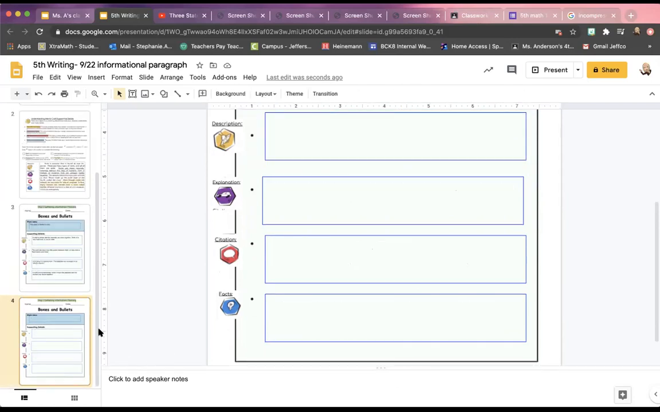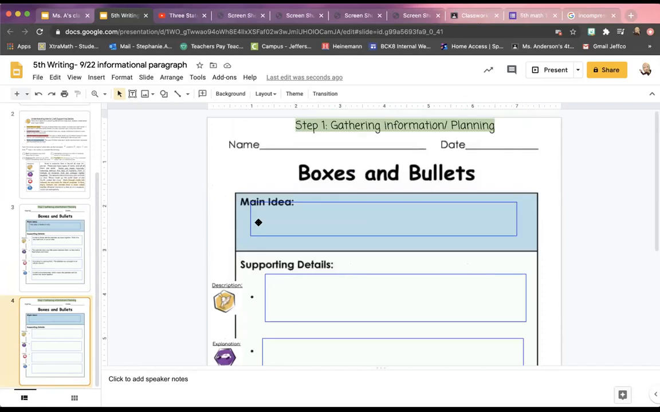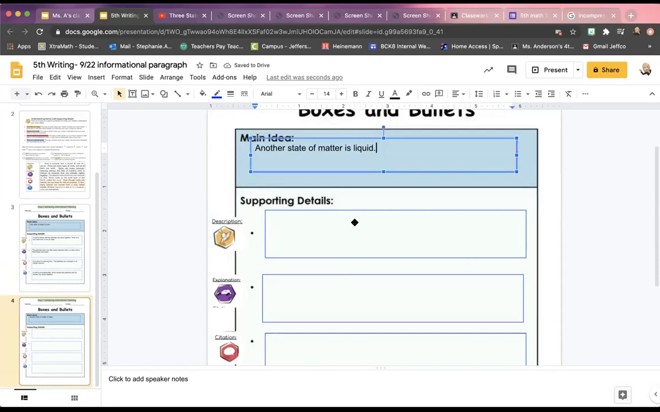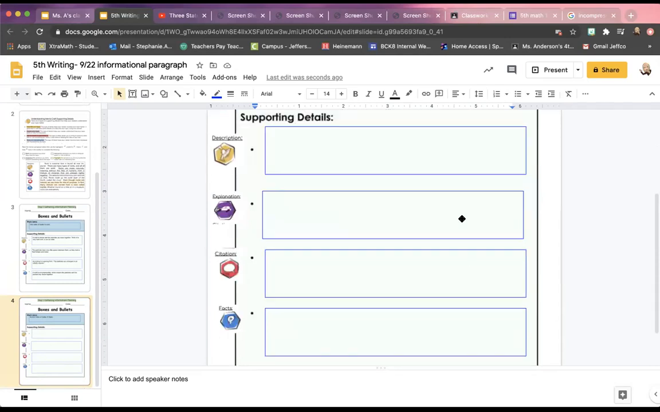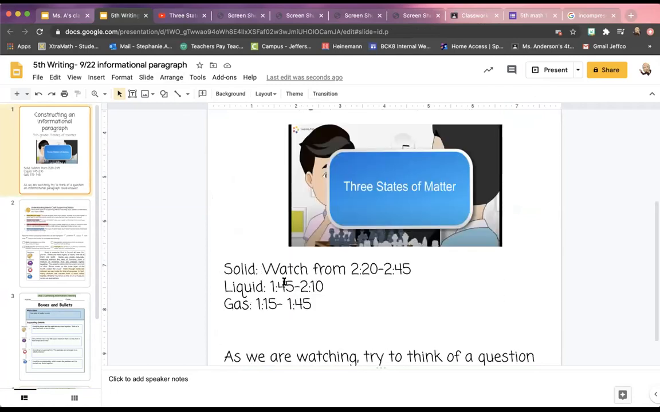So now you guys have your own chance to do this. You're going to go through and do this with liquids. I'm going to give you your main idea. Another state of matter is liquid. That will be what you're working with. You need to go find descriptive details of this, an explanation, find an expert quote, and give me an interesting fact. You guys for liquid will be watching 145 to 210 in this video.